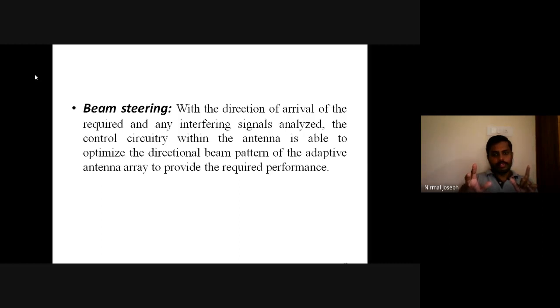Once the target is located, the control circuitry within the antenna will arrange in such a way that the beam is focused on the receiver or the target. That is nothing but beam steering. So the smart antenna should locate the target and then steer the beam in such a way that maximum directivity occurs, or optimize the directional pattern of the beam.